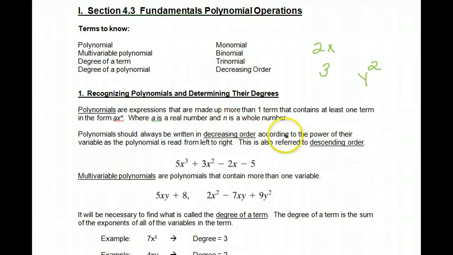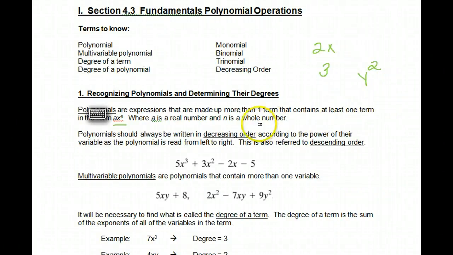When we start to string those terms together and we have more than one of them put together in the form of ax to the n power, where a is a real number and n is a whole number, then that means that we now have a polynomial. Remember that the prefix poly means many, so that means that we're dealing with many terms.